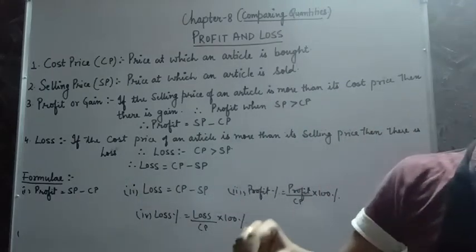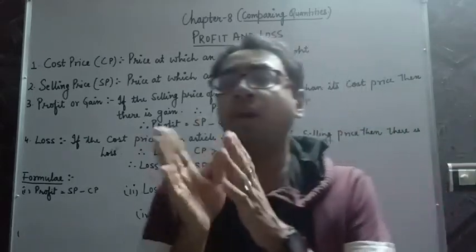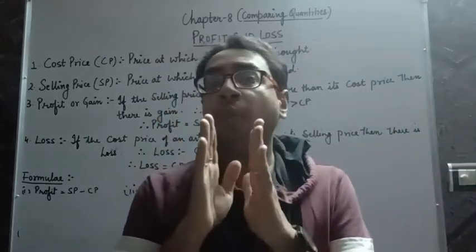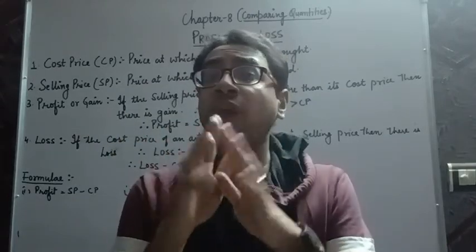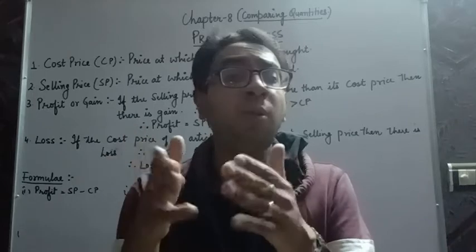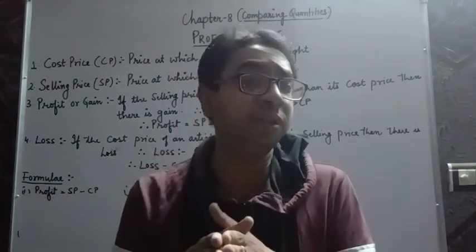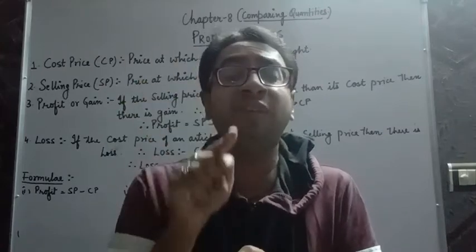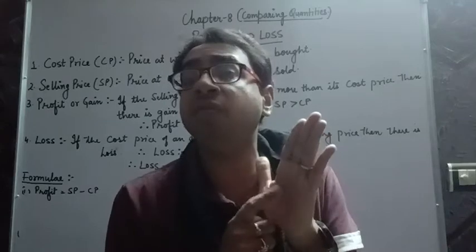So let's get started with an example. You went to the market, right? And there you bought one stationery item, let it be a pen. You asked the shopkeeper, what is the price of this pen? And the shopkeeper said the price of this pen is rupees 5. What is that rupees 5? That rupees 5 is the cost price.